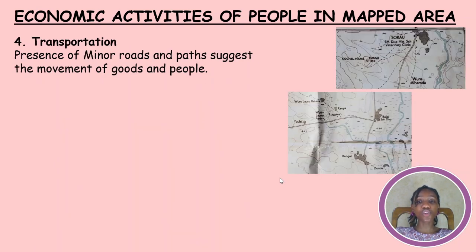Number 4, transportation. A lot of people don't see roads as special features, but the presence of roads connecting settlements suggests that people living in this area will engage in transport, at least for the purpose of trading, for movement of goods and services, and even to get to school or maybe visit the dispensary that is there. So the presence of those roads and the minor paths suggests transportation.